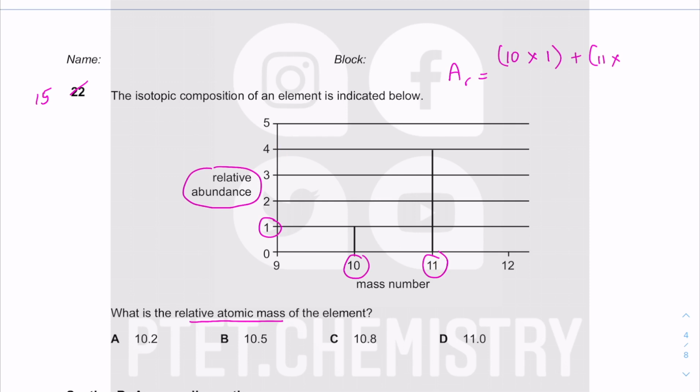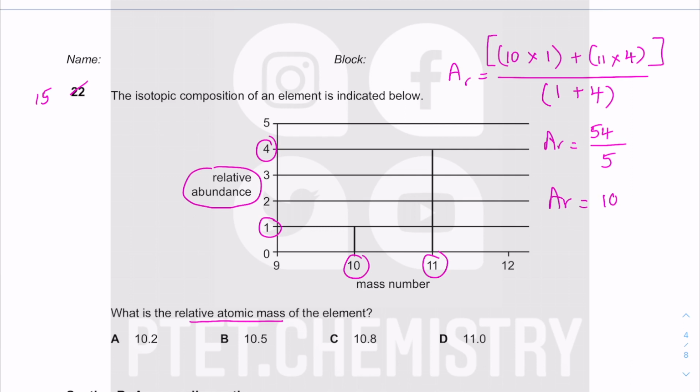All right, 11 times 4, okay, and then I close it with a big bracket because there's the numerator, the top bit, and then I divide it not by 100 because I don't have percentage here, but I divide by the sum of the abundances. In this case it is 1 plus 4 because I've used 1, I've used 4, and there's no other isotope, so it's 1 plus 4. Again, I use brackets. So 10 times 1 is 10, 11 times 4 is 44, 44 plus 10 is 54. 54 divided by 5, you can do this on your calculator easily. 5 tens is 50, so 10.8. Okay, so they'll give you 10.8.